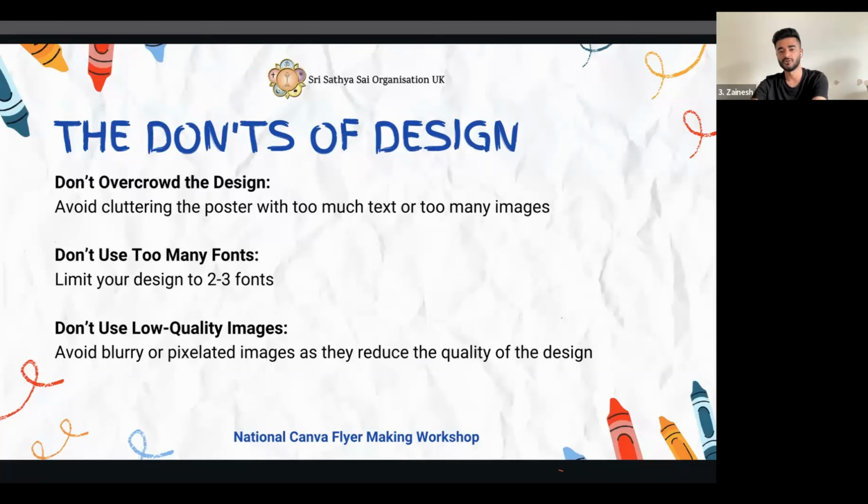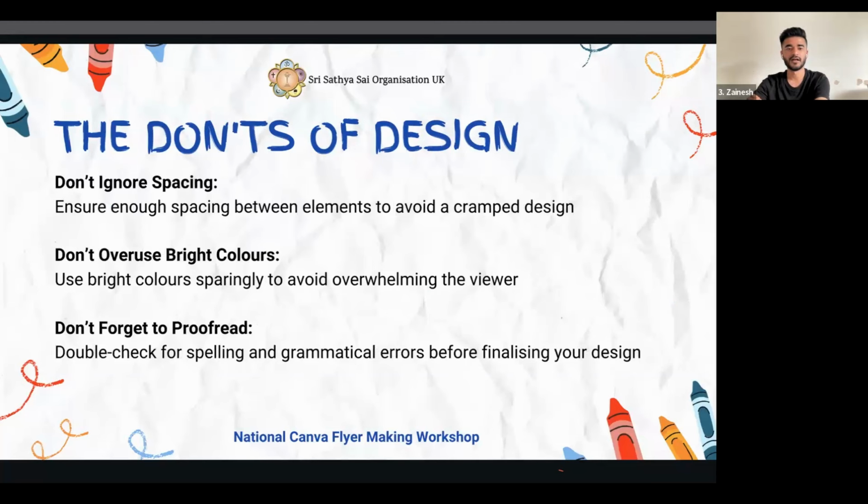So now the don'ts of design. The things you don't want to do is overclutter a design. So you don't want too many things, too many images, too much text. As mentioned, you don't want too many fonts as well. So 2 to 3 fonts is normally standard. And then low quality images is a no-no. And moving on to the next slide, we have spacing. So you don't want to cram a whole design where you then have no white space, because then it'll be hard to read and it won't be as inviting to look at.